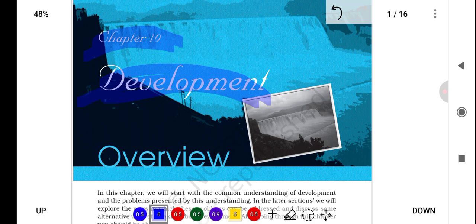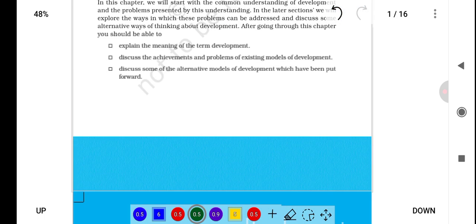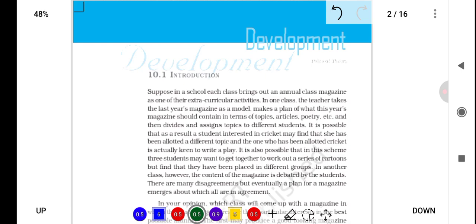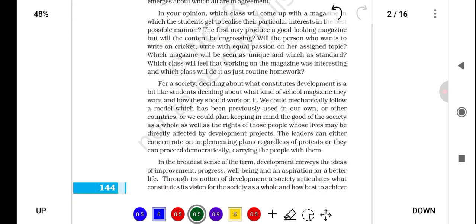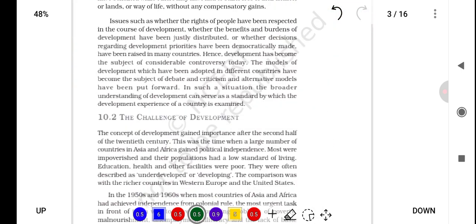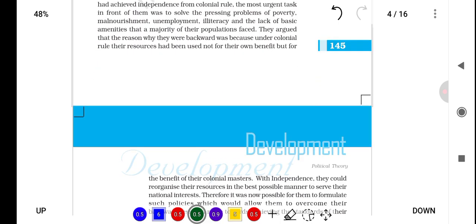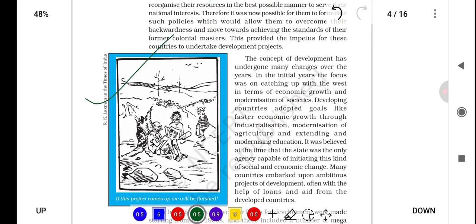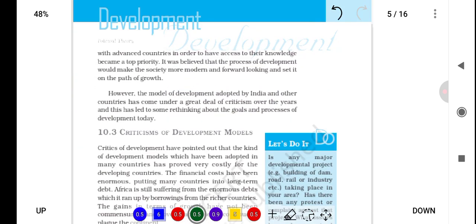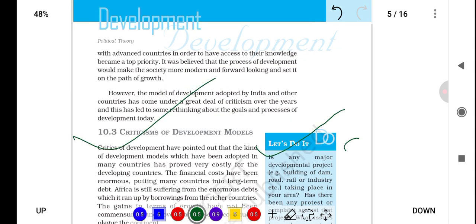So, guys, let's have a look at what the chapter is all about. This is the overview of this chapter, then the introduction, then the challenge of development, then this cartoon. If this project comes up, we will be finished. Criticisms of development models.